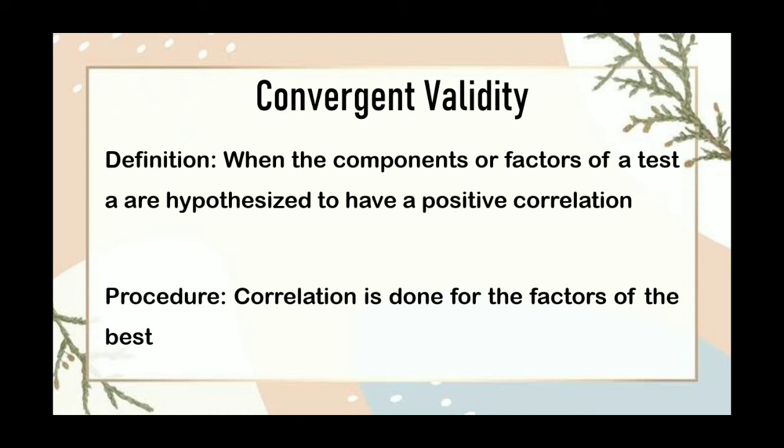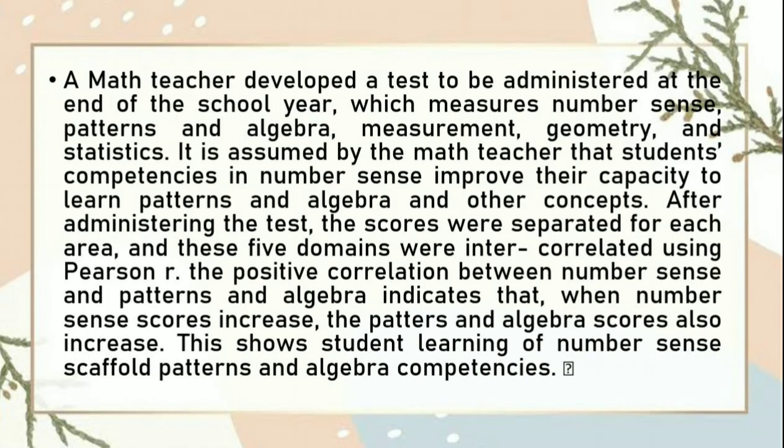Let's move on to convergent validity. Convergent validity is when the components or factors of a test are hypothesized to have a positive correlation. The procedure is that a correlation is done for the factors of the test. An example situation of convergent validity: a math teacher developed a test to be administered at the end of the school year, which measures number sense, patterns and algebra, measurement, geometry, and statistics. It is assumed by the math teacher that students' competencies in number sense improve their capacity to learn patterns and algebra and other concepts.